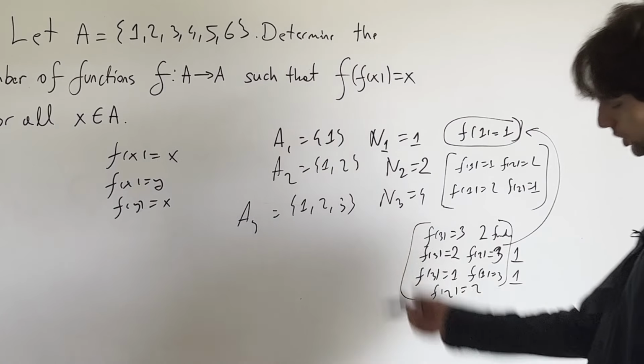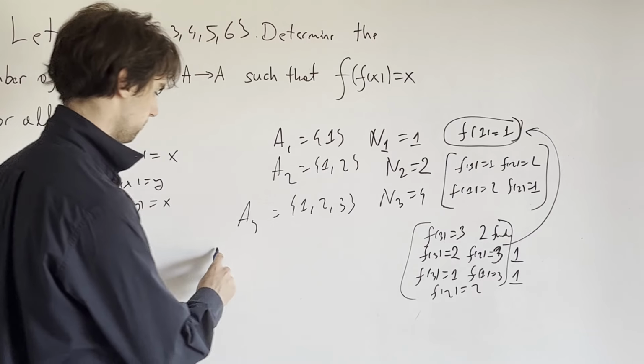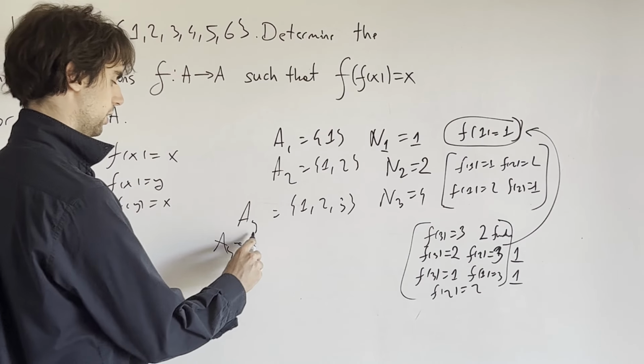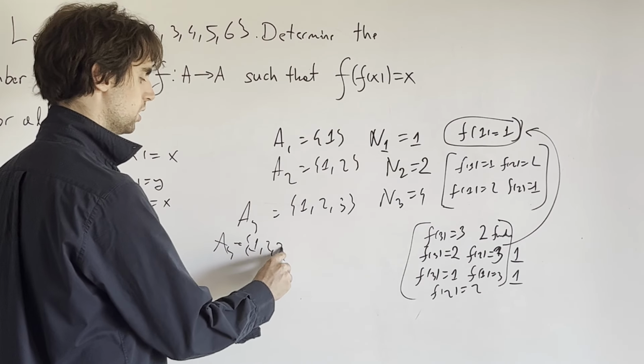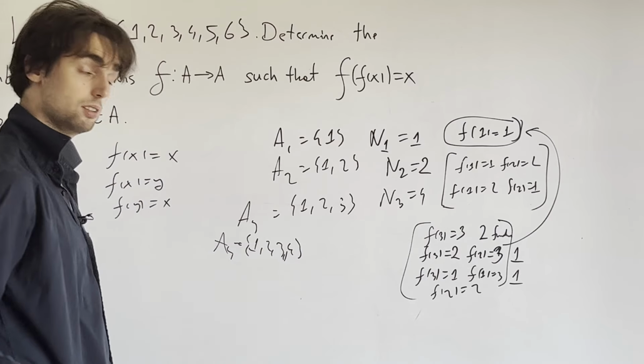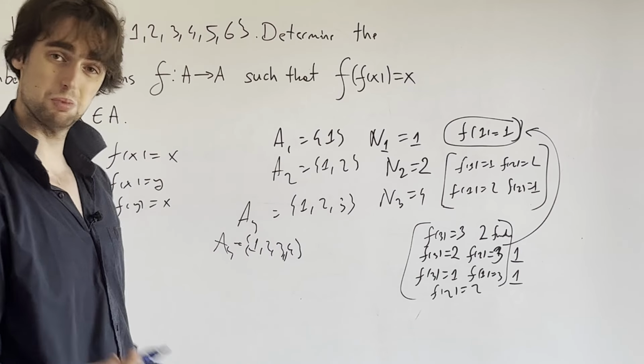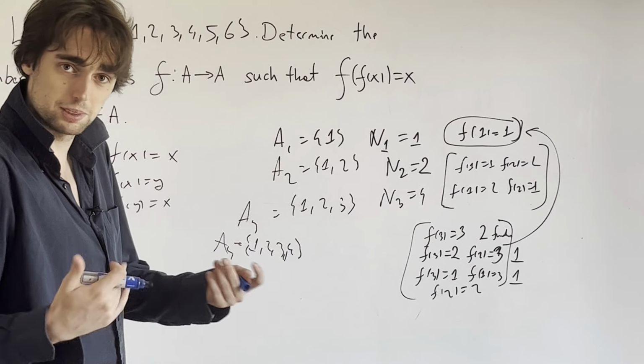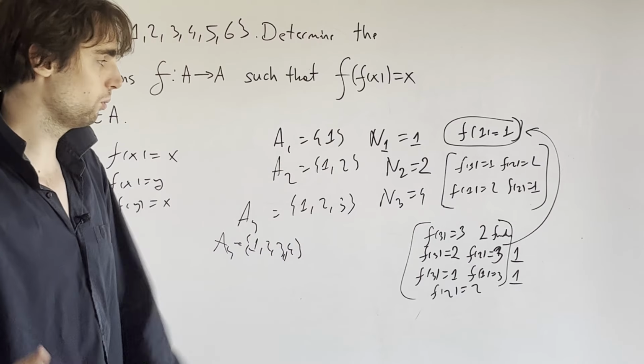Interesting stuff. Let's continue. A4 is going to be the set {1, 2, 3, 4}. And if you haven't done this, if you haven't played with A4, pause here. That's a nice chance to pause for 10 minutes and determine what N4 is equal to.